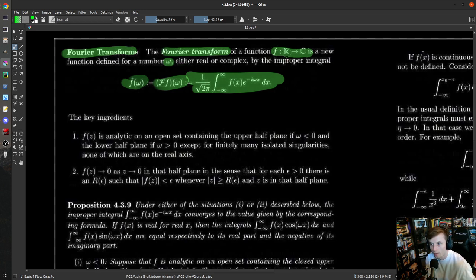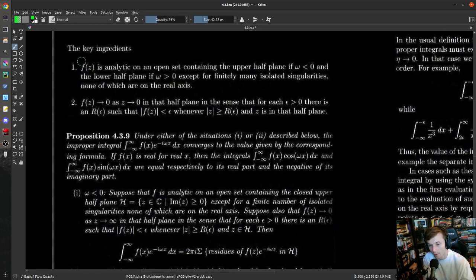You take a function from the real numbers to the complex plane, and the Fourier transform is a complex function defined as f hat, or script F of omega, and that's 1 over the square root of 2 pi times the improper integral from negative infinity to infinity of f of x times e to the minus i omega x dx. Okay, so the key ingredients we're going to need to make our method work for integrals of Fourier type, that is, things that look like this, are a few things.